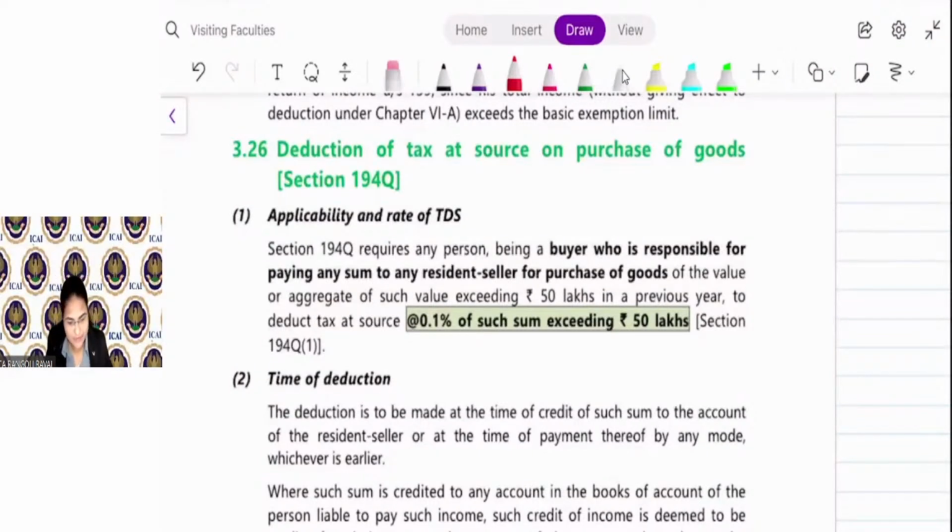194N is for cash withdrawal. If you are withdrawing cash from bank more than 1 crore, then 2% TDS is required to be deducted on amount exceeding 1 crore. And if you have not filed the past 3 years return, then the TDS is required to be deducted 2% on amount exceeding 20 lakh up to 1 crore, and above 1 crore, it should be 5%. You have to remember that only.